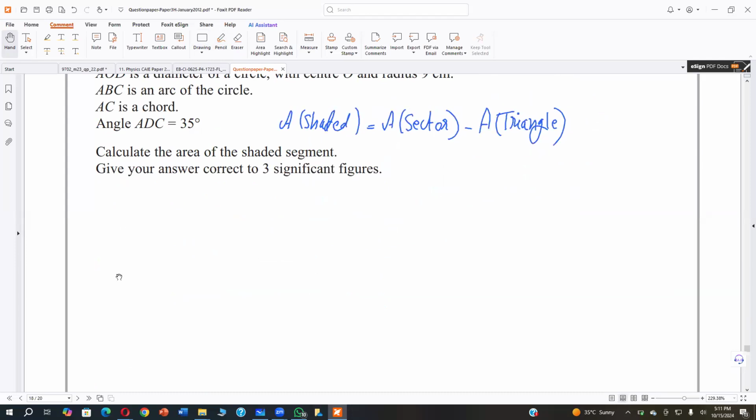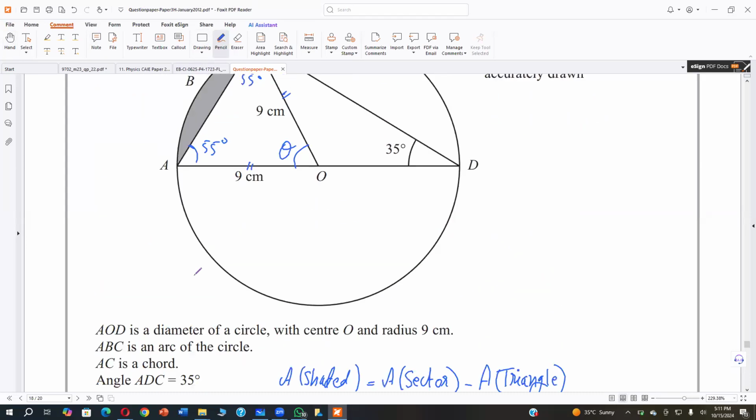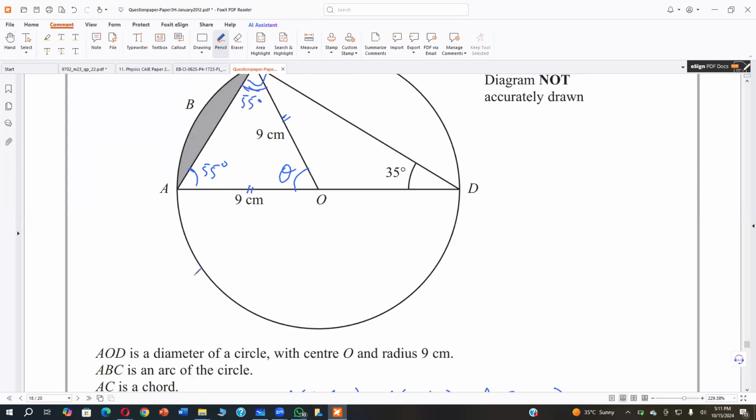This is the formula we are looking for. First we work out theta. We have shown our working. Another approach is that theta is the angle at the center. So we have another approach which can solve it. Now, how do we find theta?